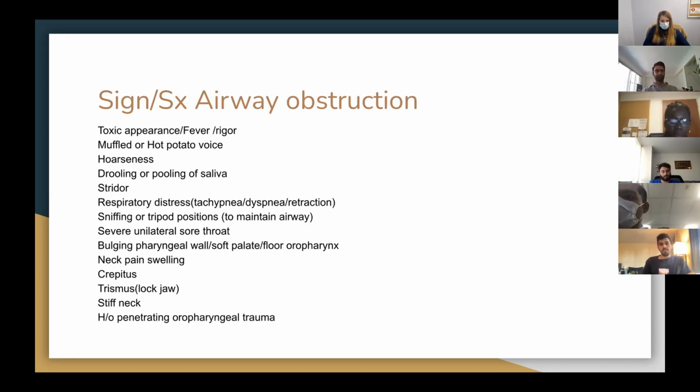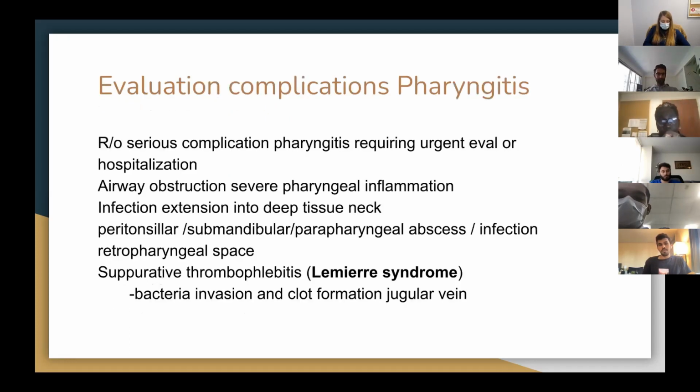So it's really important to assess for those. And is the person tripoding so that they can breathe? Maybe the tonsils are so large that they are obstructing each other, or maybe there's an abscess further down that's obstructing their airways. So rule out serious complications, which might require urgent evaluation or hospitalization, right? Obstruction from severe pharyngeal inflammation, like I said, or extension of the infection into the deep tissues: peritonsillar abscess, parapharyngeal abscess, infection in the retropharyngeal space.